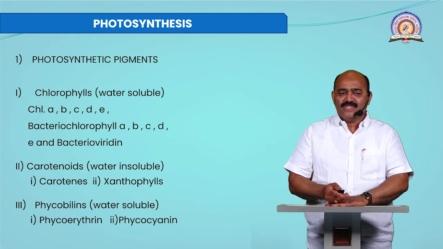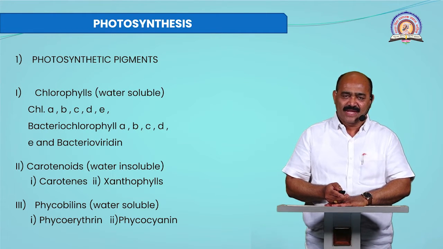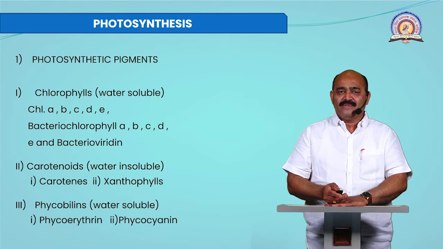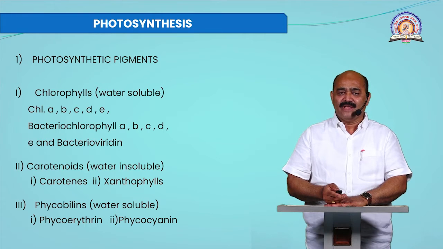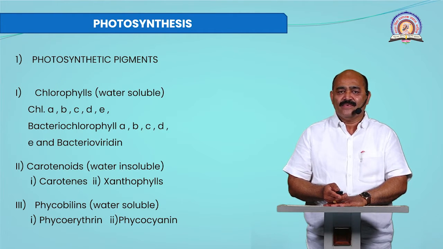Number two photosynthetic pigment is known as carotenoids. Only the carotenoid pigment is insoluble in water, and they are soluble in organic solvents like chloroform and petroleum ether. Carotenoids are of two types: one is carotene and the second is xanthophyll. Carotenoids are yellow and orange colored pigments. They also participate in the process of photosynthesis, but the main role of a carotenoid is to protect the chlorophyll molecules from photolysis of water.